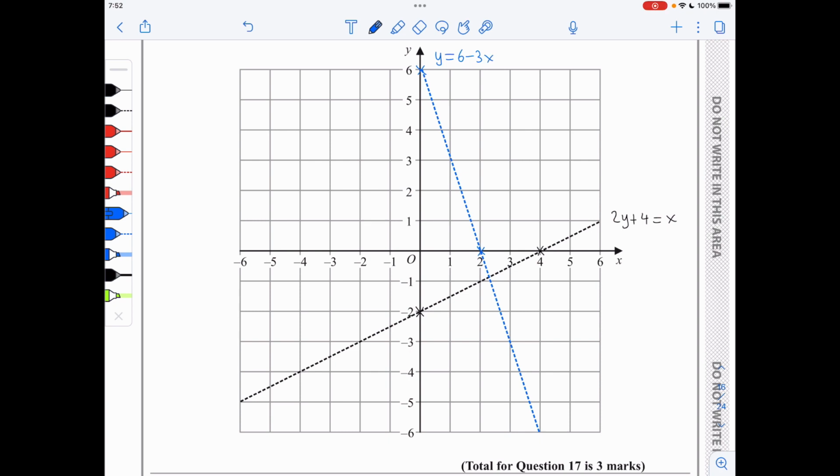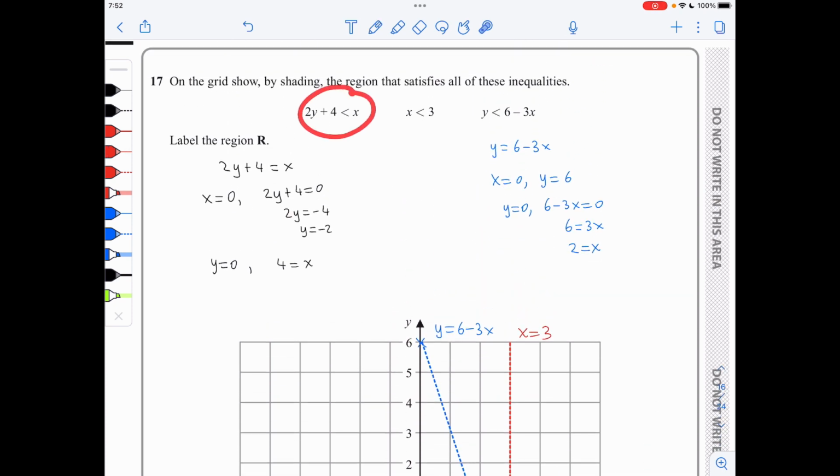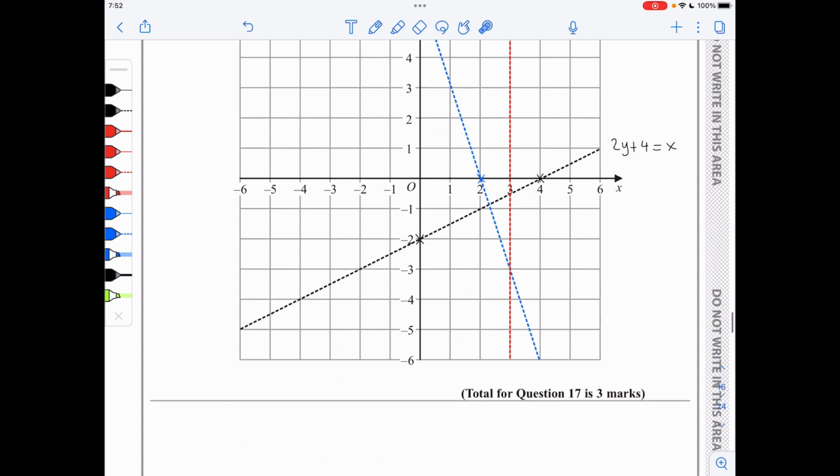And finally, the line x is 3, which is this one here. I have drawn all as dotted lines because we had strict inequalities. And I now need to consider the region satisfied by all three inequalities. We were told that 2y plus 4 is less than x, so we need to be below this line here.